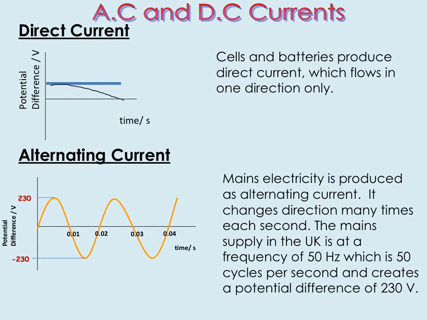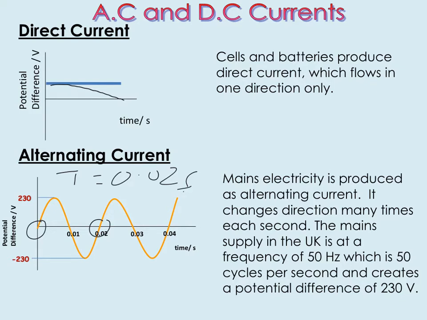The other thing you need to be aware of is how you would work out the frequency from a graph display such as this one in the alternating current. So how you go about doing that is, first of all, you work out the time period from your graph. Now a time period is the time taken for one complete oscillation. You can see that one complete oscillation starts here and finishes at this point here. So the time period is equal to 0.02 seconds.